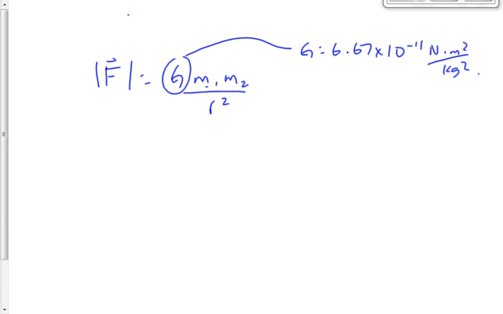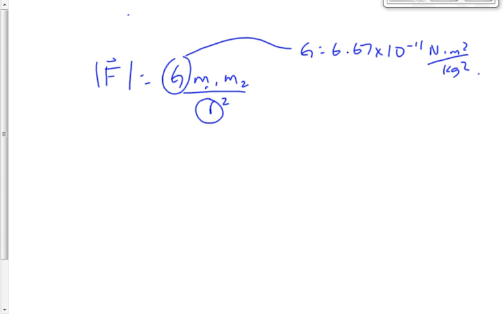If we're talking about the moon and the earth, m1 and m2, which one is which? Which one is m1, which one is m2? The moon or the earth? Doesn't matter. 1 times 2 is 2. 2 times 1 is 2. It doesn't matter what order we multiply numbers in, so it doesn't matter which one we make m1, which one we make m2. R stands for what?